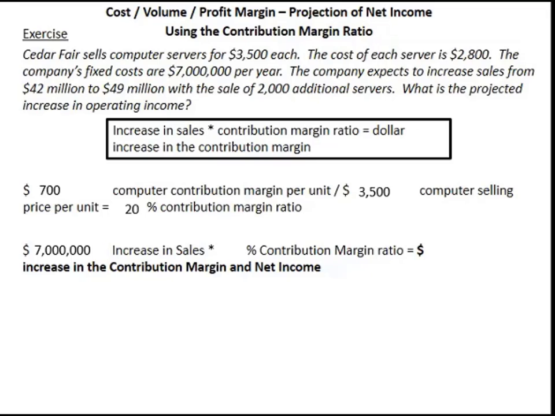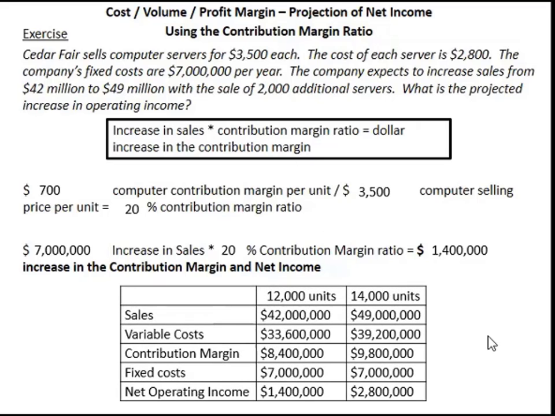So we take the $7 million increase in sales, we multiply it times our contribution margin ratio of 20%, and based upon that we would know that if our sales increased by $7 million, everything else being equal, our contribution margin would increase by $1,400,000. And since our fixed costs are fixed, that would also increase our net income by $1,400,000.